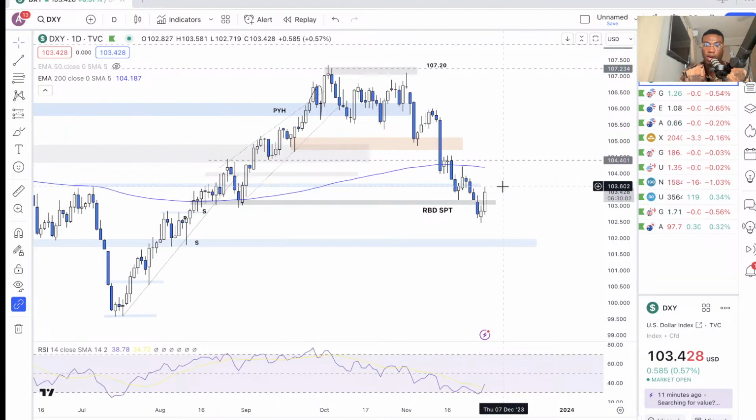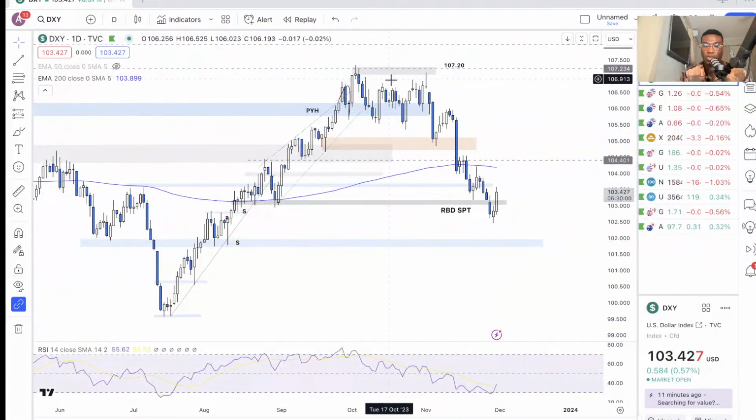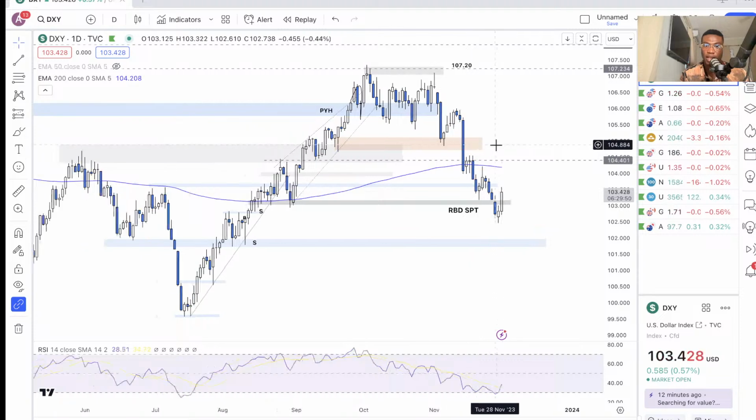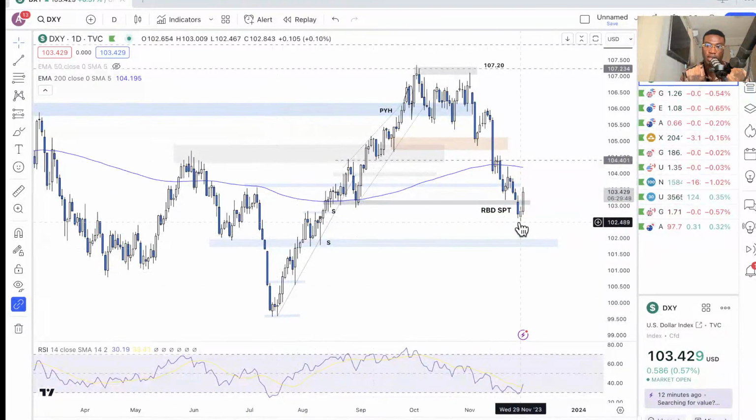The overall trend is pretty much bearish on the dollar until we get a break above the 200 period moving average and also this key level that is identified here. Then I can say, okay, this is a higher low that has been created here, and then we are bracing up for a retest at 107.2. Okay, so the dollar is still pretty much bearish.